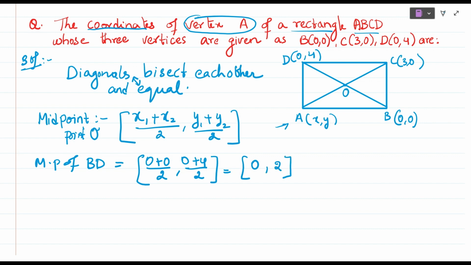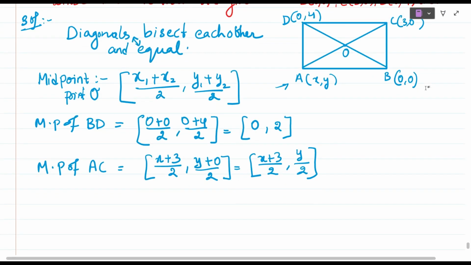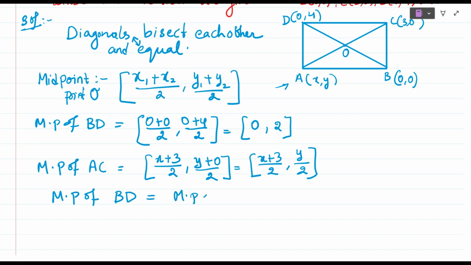Next, coming to the midpoint of AC. We don't know the coordinates of A, so just add: (x plus 3) by 2 comma (y plus 0) by 2. Like terms are not there, so y plus 0 gives y by 2. So these are the midpoints, and these midpoints intersect at point O. It means the diagonals of a rectangle are bisecting each other here, so definitely the midpoints will be equal. The midpoint of BD will be equal to the midpoint of AC.